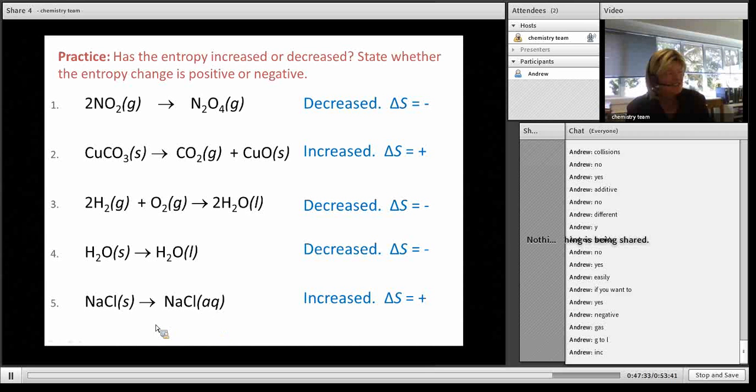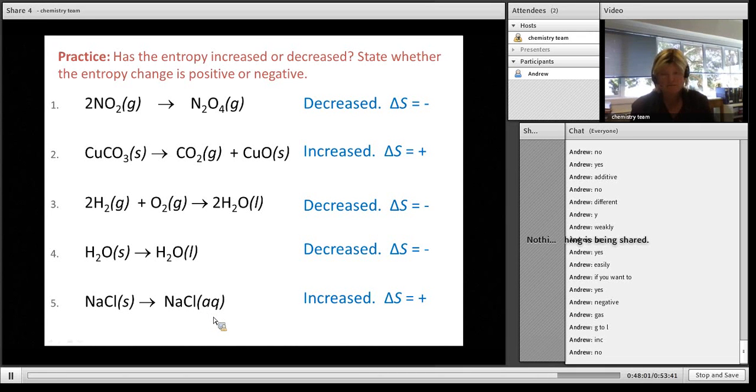Solid to an aqueous. Now, I haven't really done aqueous before, but can you see if I've got my sodium chloride, for instance, all packed nicely in a solid? In a solution, are those particles nicely ordered? Do I have more particles, less particles? Okay, they're not nicely ordered, correct, and I'll have more particles. So that's why there's an increase in entropy.